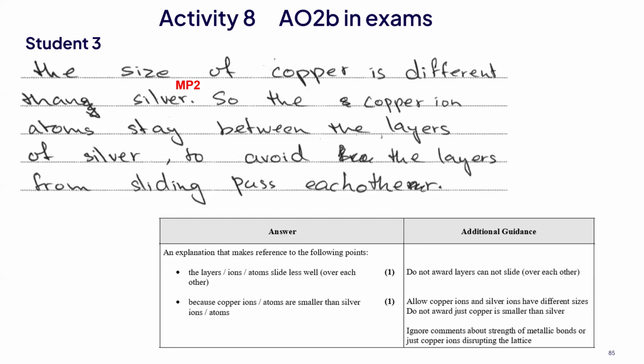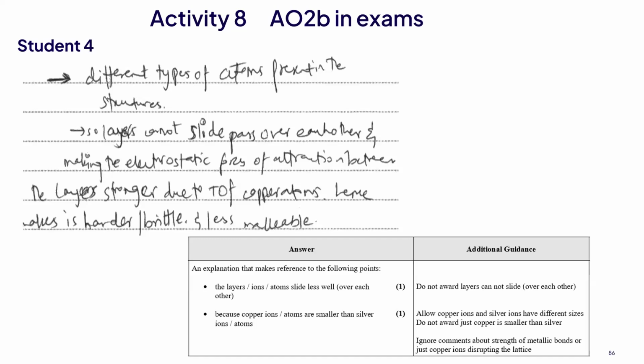Copper ion atoms stay between the layers of silver to avoid the layers sliding past one another, of course, is effectively saying that the layers are now not going to be able to pass through one another. So that's equivalent to layers cannot slide over one another. So no MP1, so 1 mark only. So MP2 allowed for mention of copper ion in line 2. The line avoiding the layers slipping over one another is a do not award, so only 1 mark. Okay, student 4.